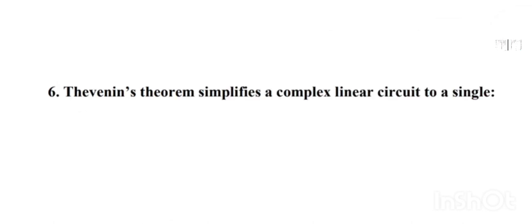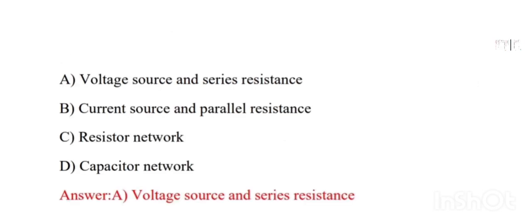Question number 6. Thevenin's theorem simplifies a complex linear circuit into a single: option A, voltage source and series resistance; option B, current source and parallel resistance; option C, resistor network; and option D, capacitor network. The right one is option A. Voltage source and series resistance.